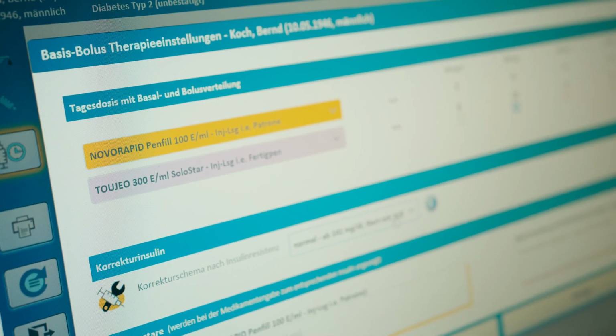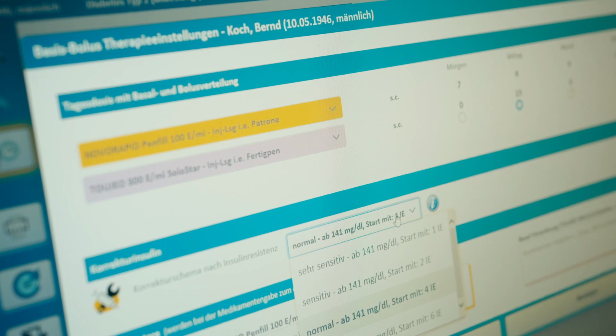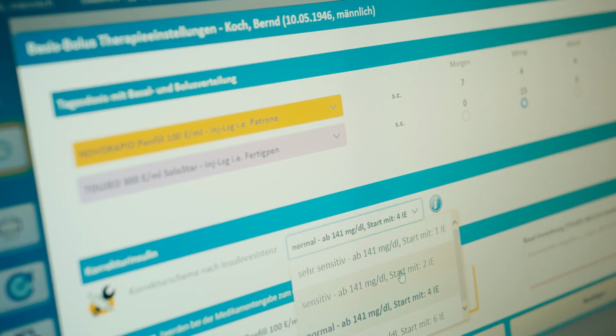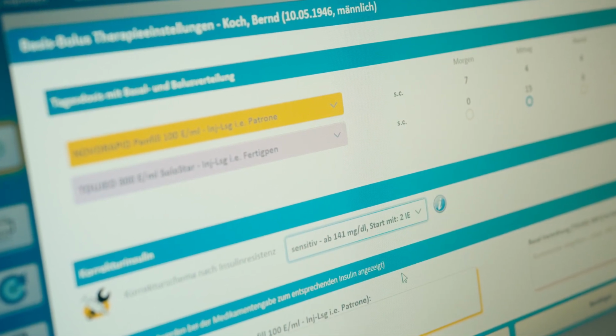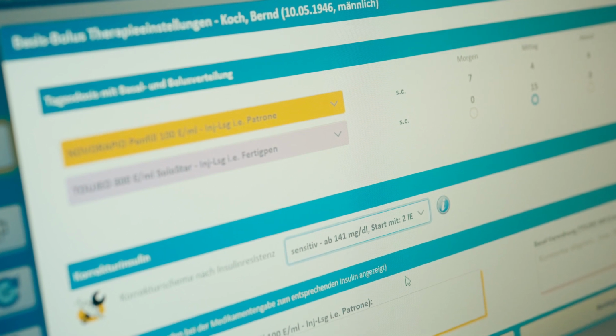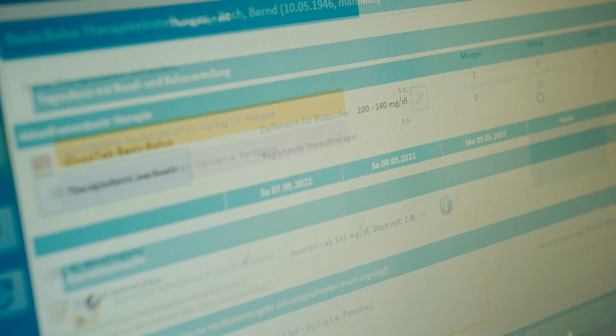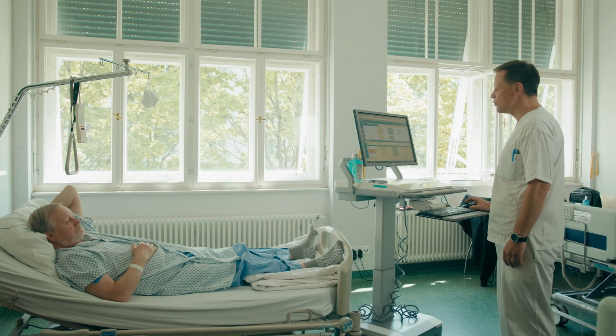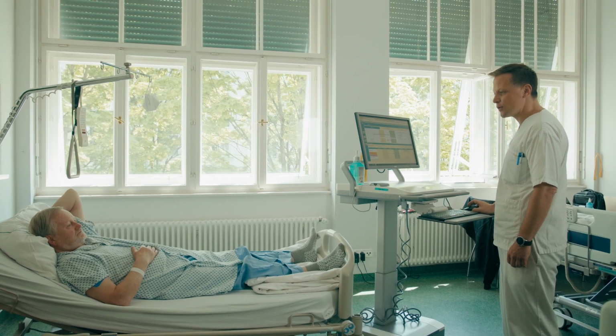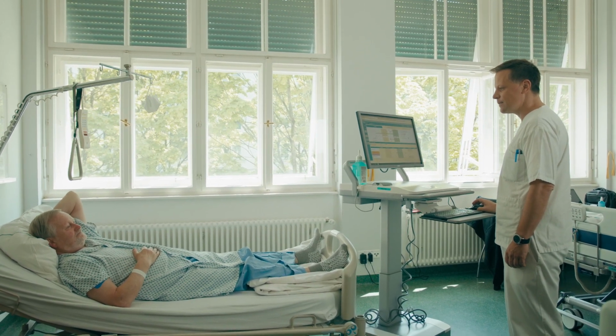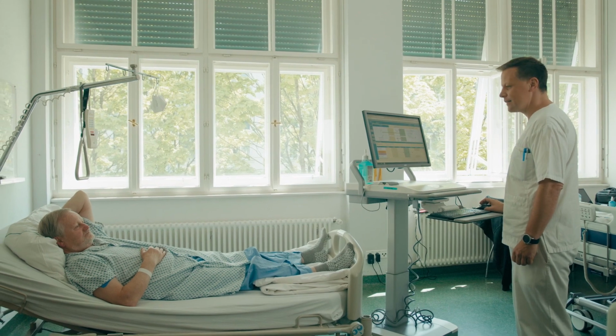The second key parameter for controlling the therapy is insulin sensitivity, which can be used to determine how much additional corrective insulin will be calculated later for high blood glucose values. After confirmation of the prescription, tasks for the nursing staff are immediately active.